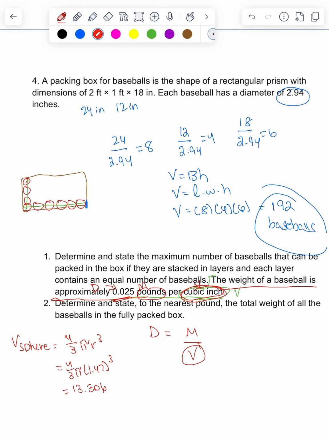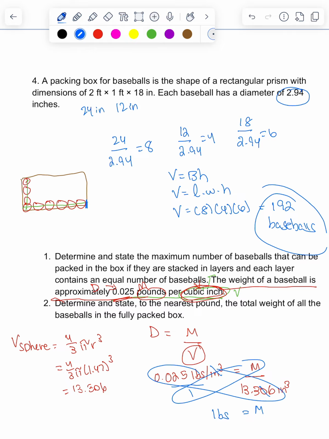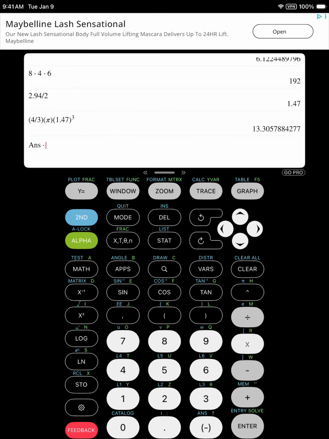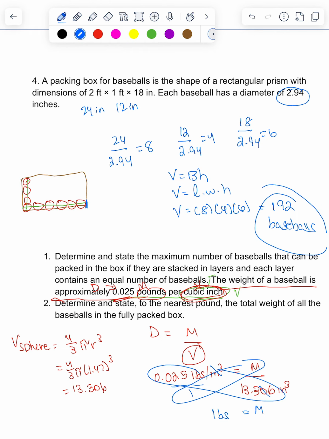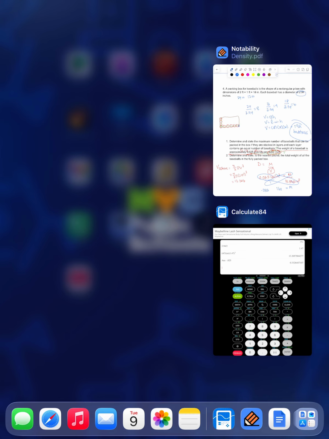Okay, so the density is 0.025 pounds per cubic inch. We're finding the weight, the mass, and now we found that the volume is 13.306 cubic inches. If I put this over 1 and I cross multiply, m equals 13.306 times 0.025. And that's 0.3327. Wait, did I round that correctly? 0.3326.